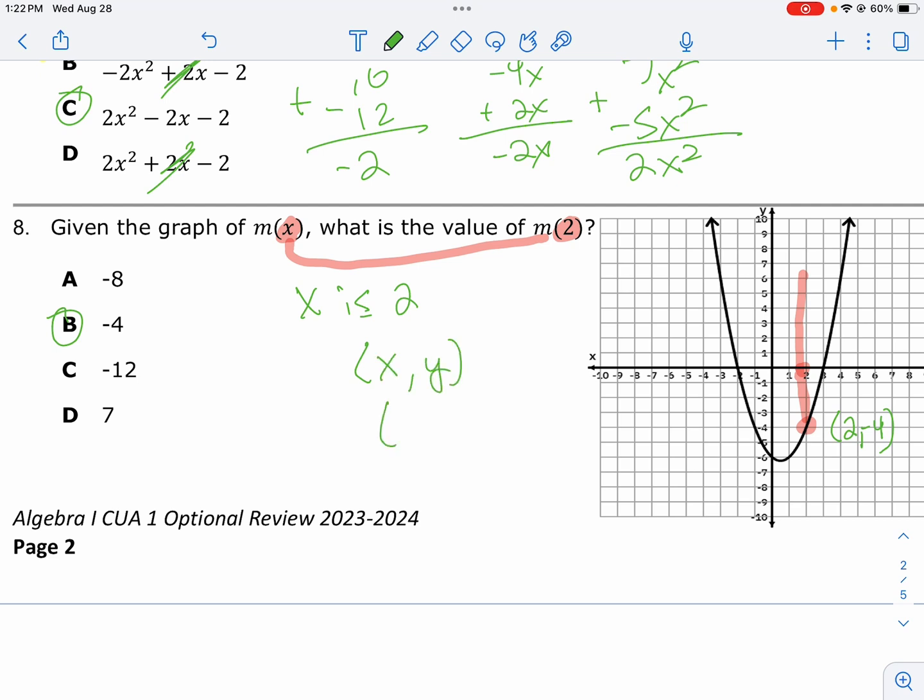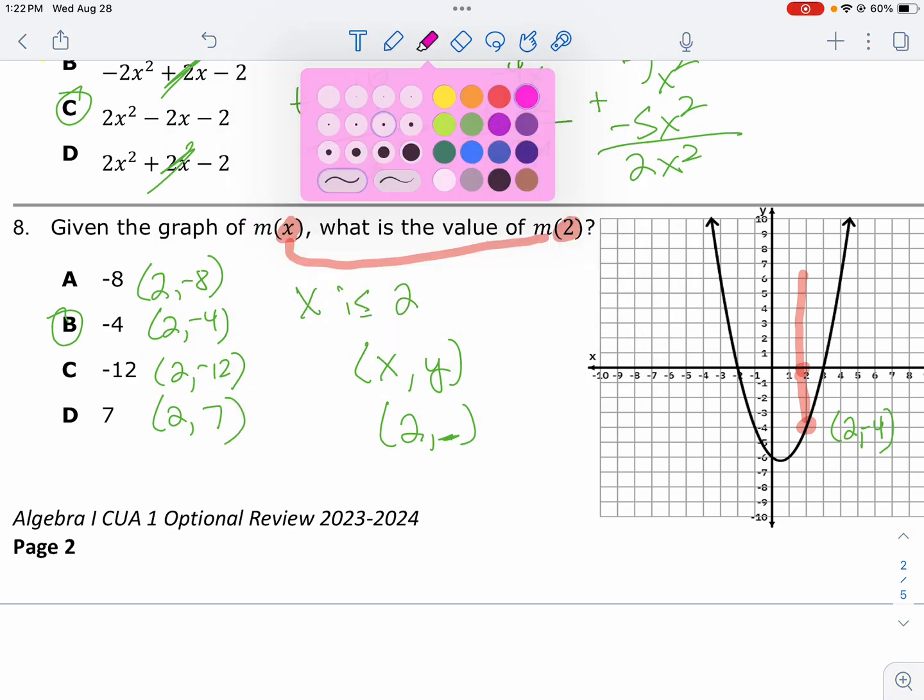You're looking for what ordered pair is in the picture when x is 2. So look at it this way. If you were to try to graph (2, -8), (2, -4), (2, -12), (2, 7), all of those have an x value of 2. I'm going to go graph those real quick.